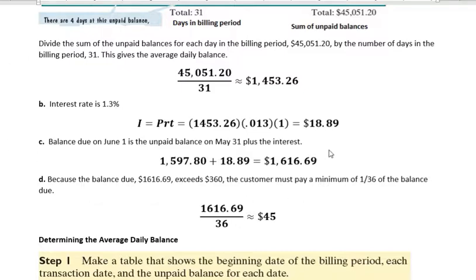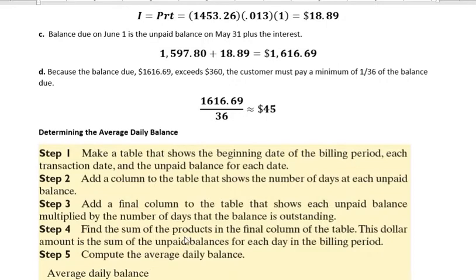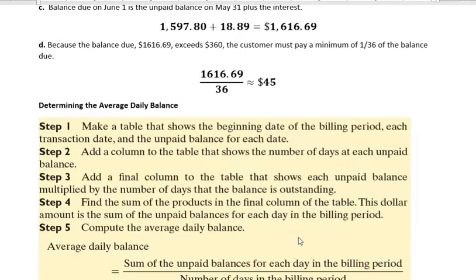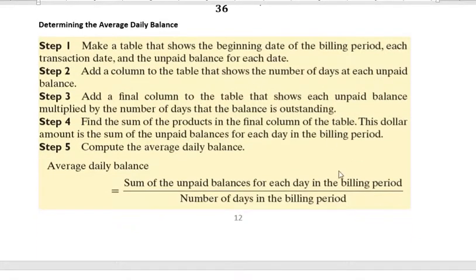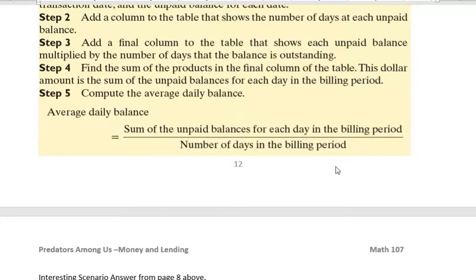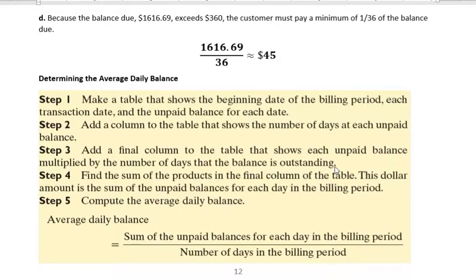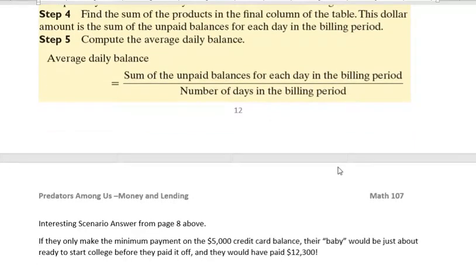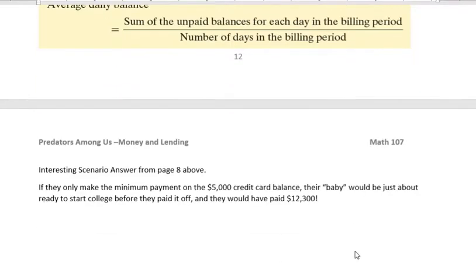And those are the questions you're going to answer for that last activity. You can go on in the Canvas page. I go back and sum up how that works, so you can read through that if you'd like. But your answers are going to be that, and then that interesting scenario that we talked about, the $12,300 is what they would have paid on that $5,000 credit card if they just made the minimum payment every month. So don't do that.